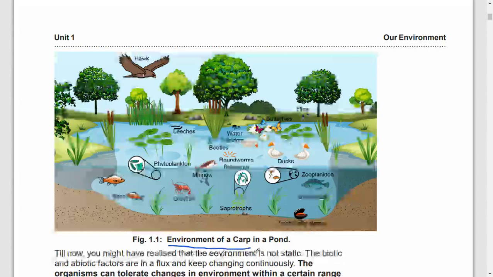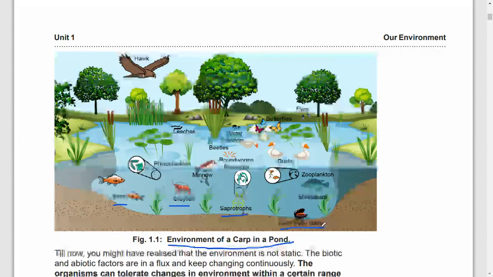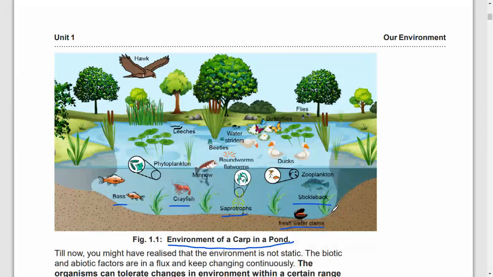Environment of a carp in a pond. Basses carry fish, saprotrophs, freshwater clams, stickleback, zooplankton, ducks, water striders, beetles, leeches, phytoplanktons, minnow, flies, butterflies, hawk, roundworms, flatworms.